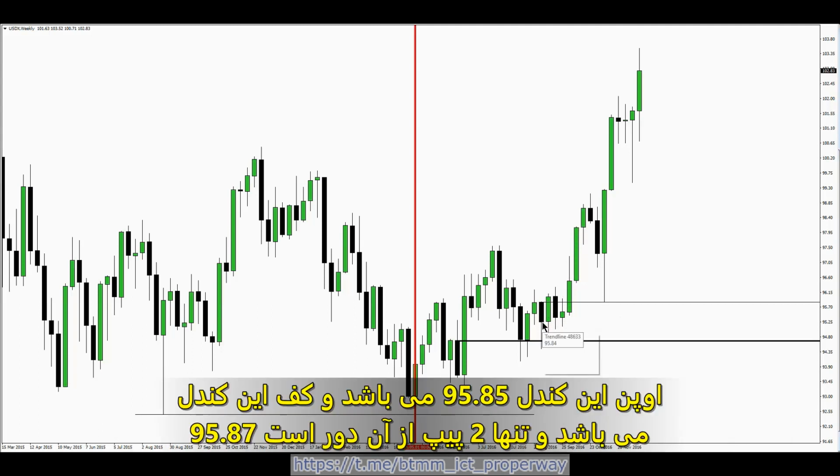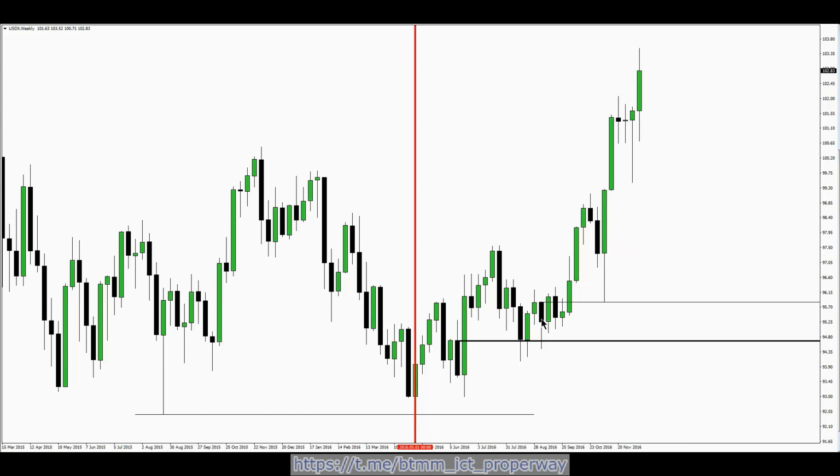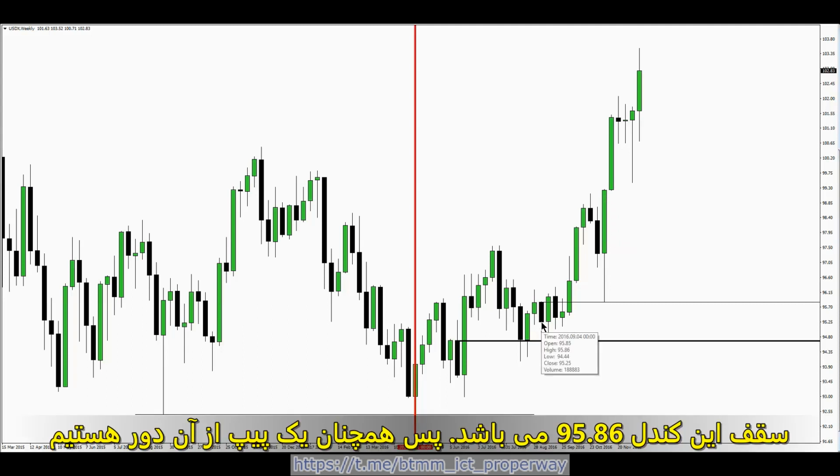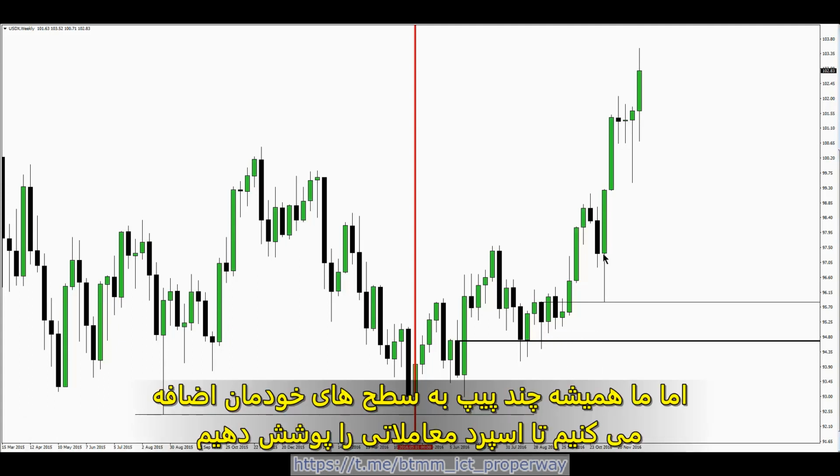This candle's opening is 95.85. The low on this candle is 95.87. So it's only 2 pips away from that. The high on this candle is 95.86. So it was only 1 pip away from that as well. But we always add pips to our levels to get in to cover the dealing spread.